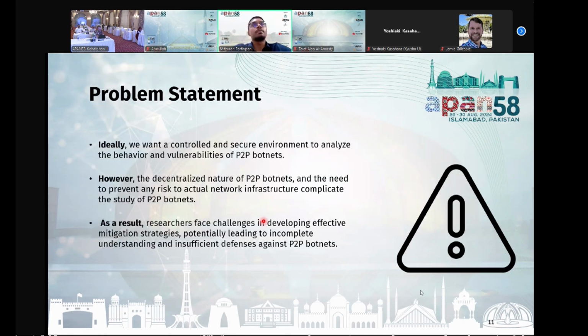So the problem statement for this topic is, ideally we want a controlled and secure environment to analyze the behaviors and vulnerabilities of peer-to-peer botnets. However, the decentralized nature of peer-to-peer botnets and the need to prevent any risk to actual network infrastructure complicate the study of peer-to-peer botnets. As a result, researchers face challenges in developing effective mitigation strategies, potentially leading to incomplete understanding and insufficient defenses against peer-to-peer botnets.